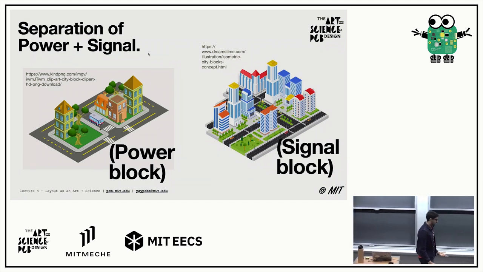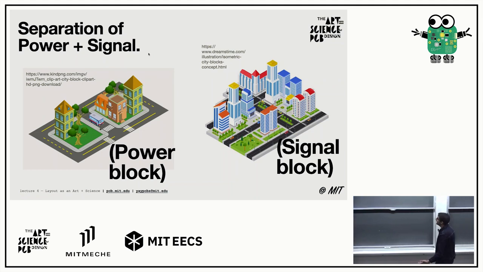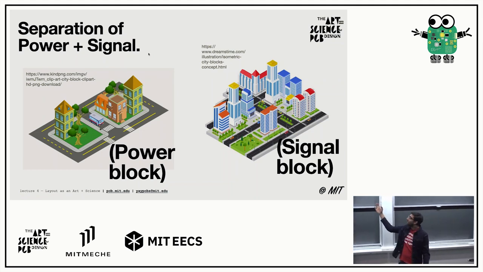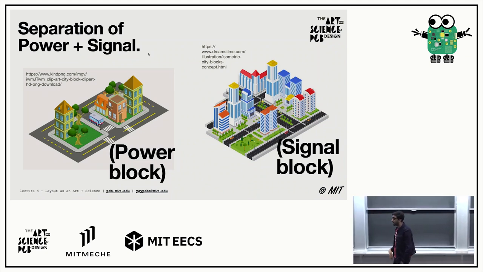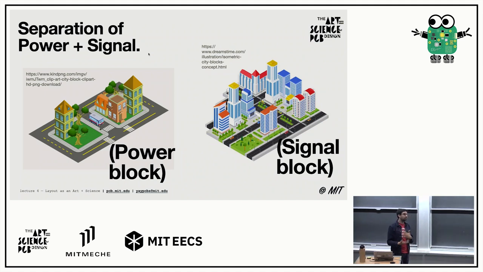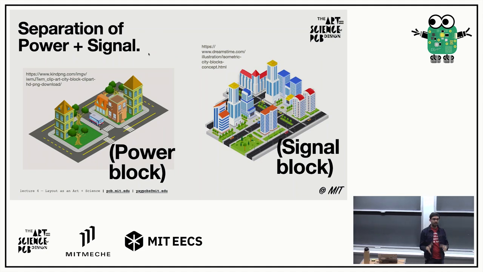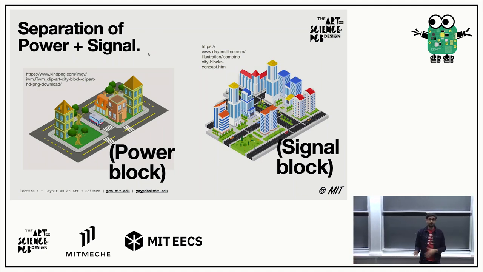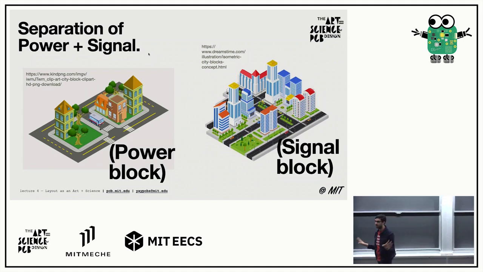It's like laying out a small city. You have a power block and a signal block. The signal block is really where all of your processing happens, so that's your microcontrollers, your signal filtration, all the kind of stuff the PCB has to do. And then I need to power everything on this board, so there are all your switching converters, your logic, your LDOs, and all this kind of stuff, and you want to keep these things as far apart as possible. Can anyone tell me why?